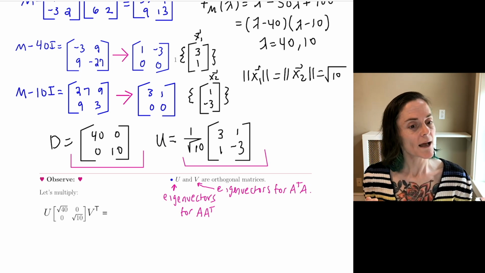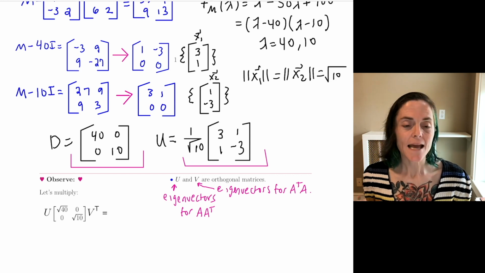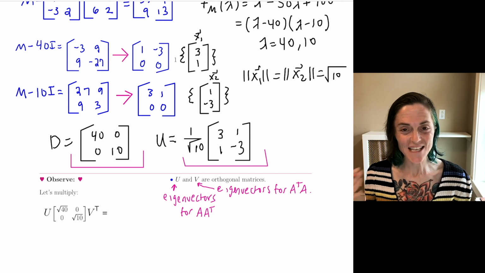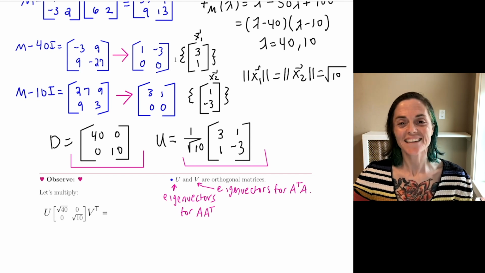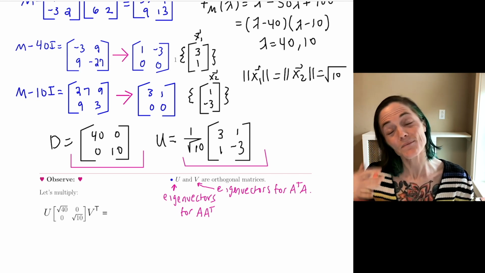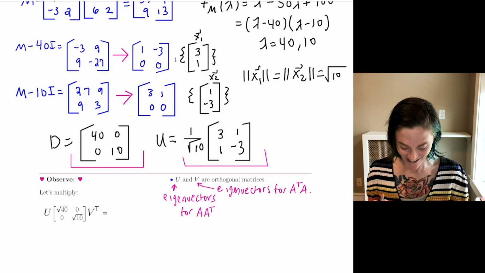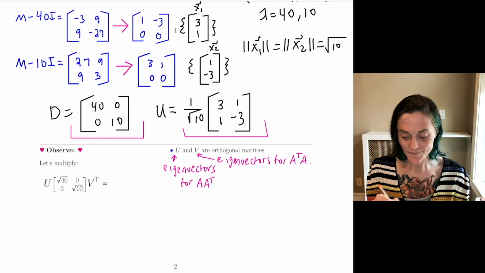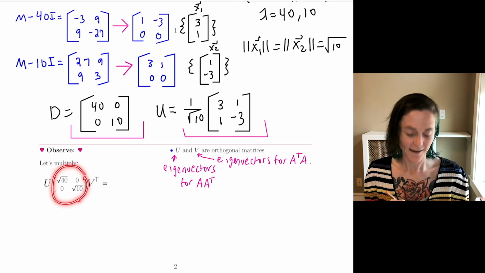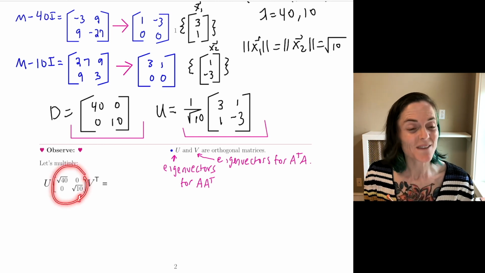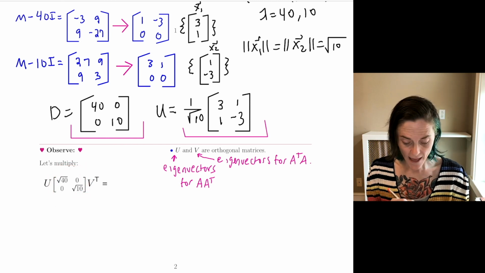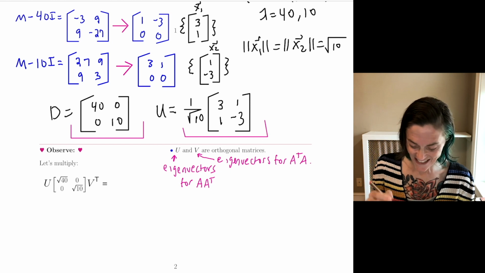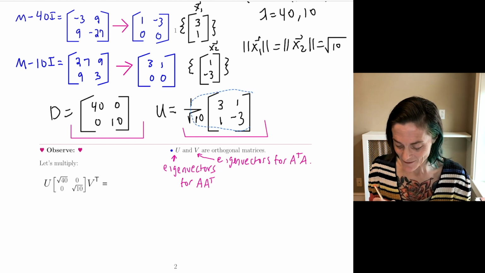Wonderful. Well, let's multiply. Now, if you have not seen singular value decomposition before, this will look like magic. And, well, it kind of is. It's one of the beautiful things about mathematics. There is magic in mathematics. So let's multiply U. Now, instead of D, I've put square roots of the eigenvalues. And then instead of V, I'm going to take V transpose. Let's do this and see what we get. This is going to be fun.